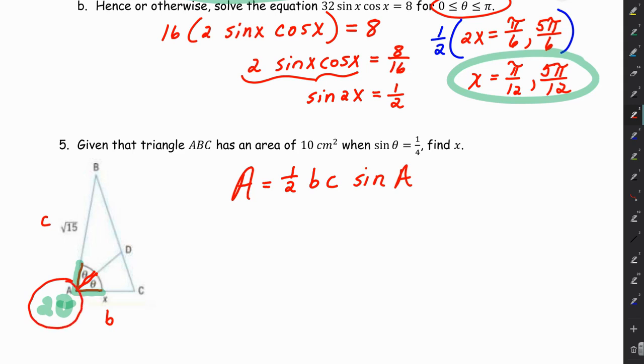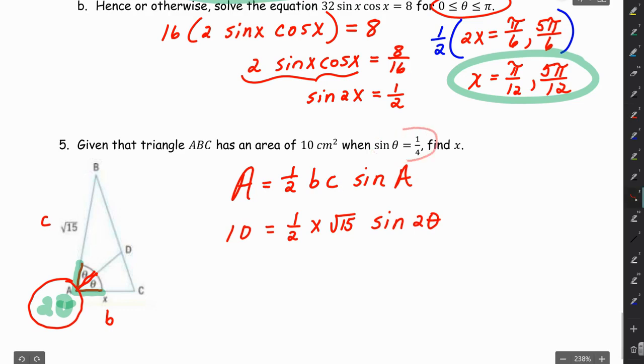We know that the area of the triangle is 10 centimeters squared. Side B is x, side C is root 15. And then the sine of A, that's going to be written as the sine of 2 theta. Okay? Now we know that the sine of theta is 1/4. So we're going to have to rewrite the sine of 2 theta as 2 sine theta cosine theta, and we'll end up needing to figure out what the cosine is. So let's rewrite it first of all.